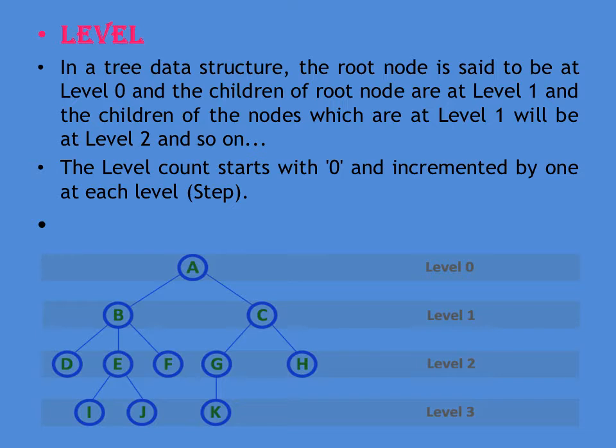Level. In a tree data structure, the root node is said to be at level 0 and the children of root node are at level 1. And the children of nodes which are at level 1 will be at level 2 and so on. The level count starts with 0 and incremented by 1 at every step. Here A is at level 0 whereas B, C are at level 1 and it goes so on.